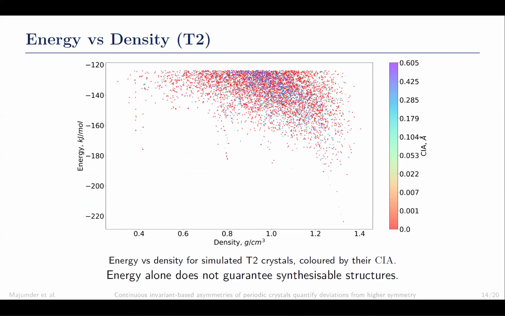This slide shows the energy versus density plot for T2 predicted crystal structures. The y-axis represents energy, the x-axis represents density. Each point in this plot corresponds to a T2 predicted crystal structure, and they're colored by their respective CIA values, where the color bar is shown at the right-hand side of the plot. Bright red colors correspond to the crystal structures which are highly symmetrical. So energy alone does not guarantee synthesizable structures.